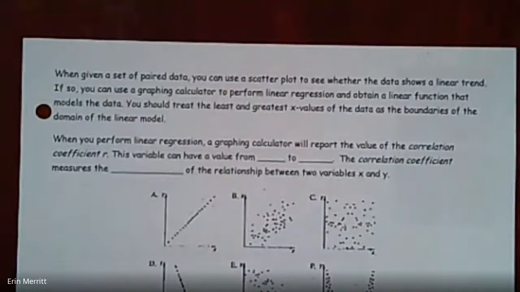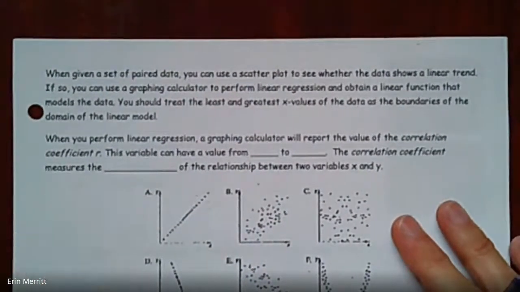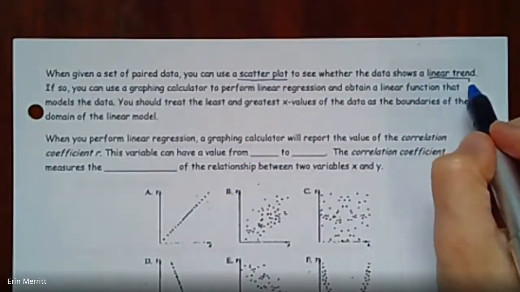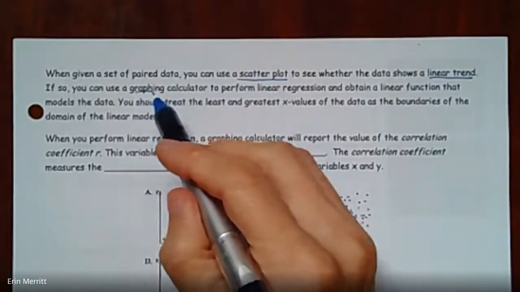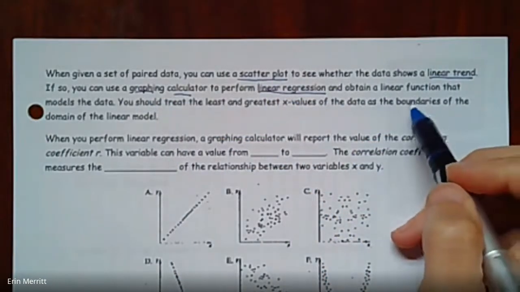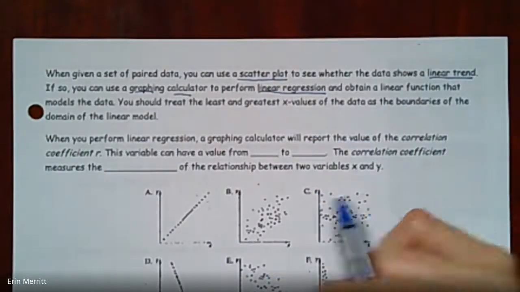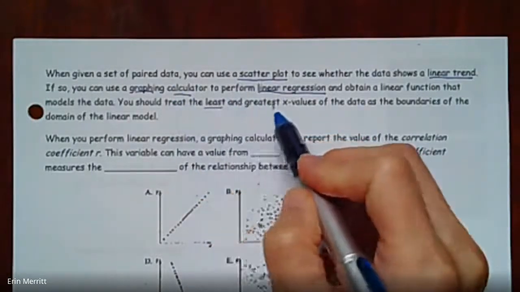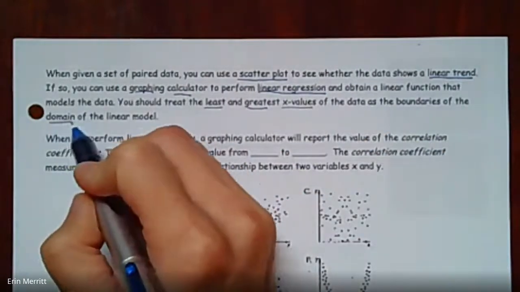This here, and it's saying when given a set of paired data, so like X's and Y's, those pairs, you can use a scatter plot to see whether the data shows a linear trend. So like, do you see a line emerging from it? If so, you can use your graphing calculator to perform a linear regression and obtain a linear function that models the data. So the calculator will create the equation for you versus like what we just did where we created it ourselves. It's saying you should treat the least and greatest X values of the data as the boundaries of the domain of the linear model.